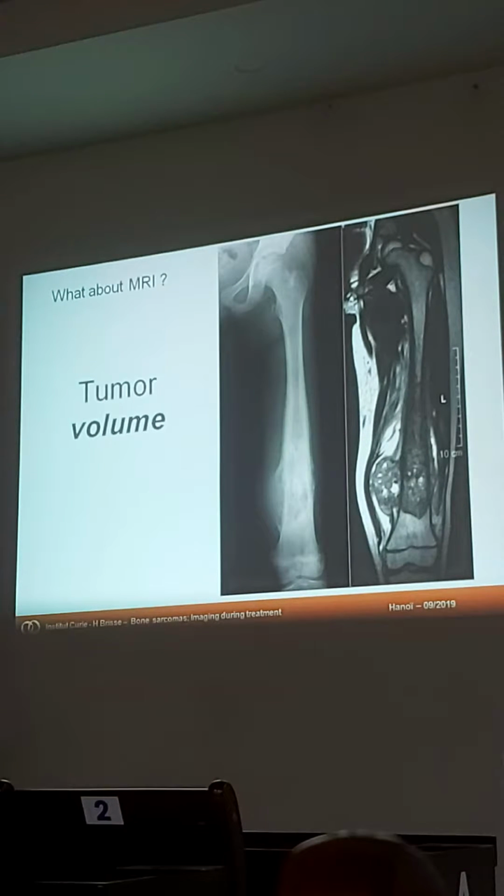So what about MRI? When MRI was used during the 90s, at the beginning, we began to try to more precisely assess the response. And the first additional information that was provided by the MRI compared to plain film was the soft tissue tumor extension. And it is the most useful criteria for us to assess the response is the tumor volume.